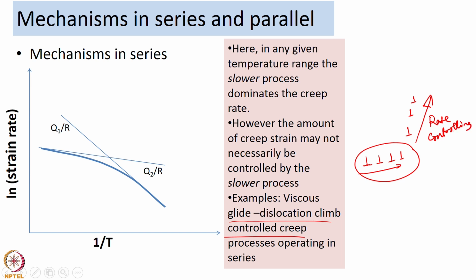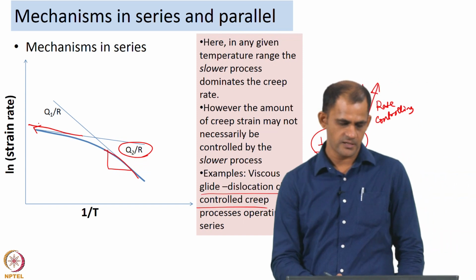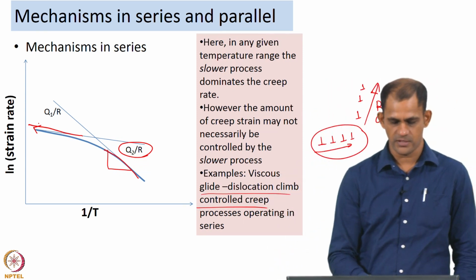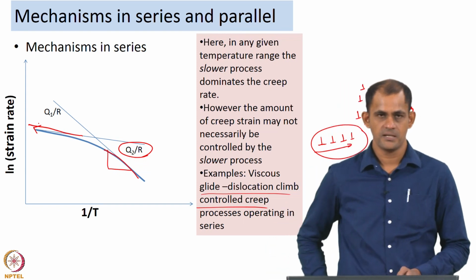If you look at this plot, at lower temperatures you have the higher activation energy mechanisms contributing to the strain rate of deformation, the lower activation energy mechanism having less contribution to the total strain rate. At higher temperatures you have the lower activation energy mechanisms contributing to the strain rate of deformation. So, this is how the behavior is when the mechanisms are operating in series.